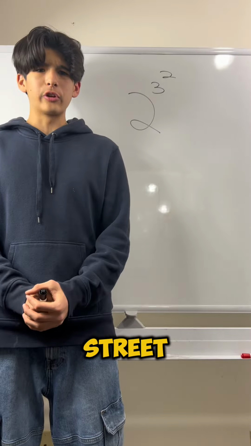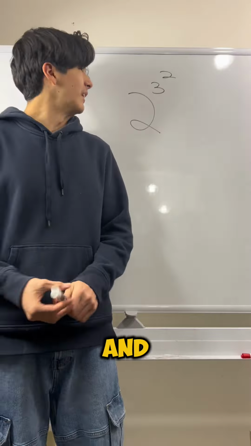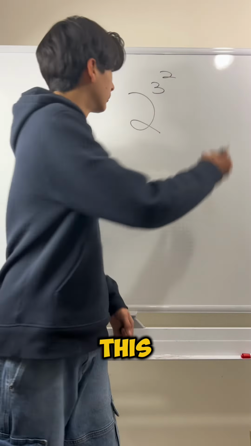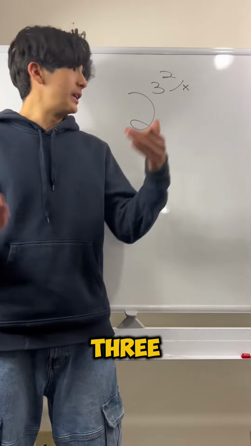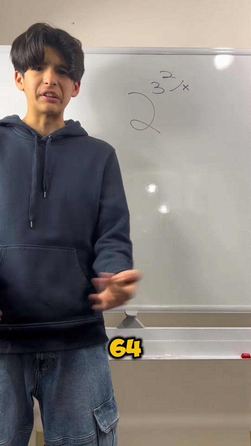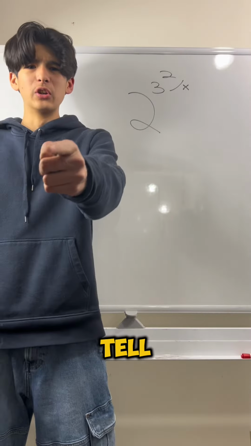If I came up to you in the street and I asked you, hey you, evaluate this for me right now. And you said, well, we have 2 powers, so we just multiply the powers like this. And 3 times 2 is 6, which means it would be 2 to the 6th power, which is 64. If you said that, you're wrong! And I'll tell you why.